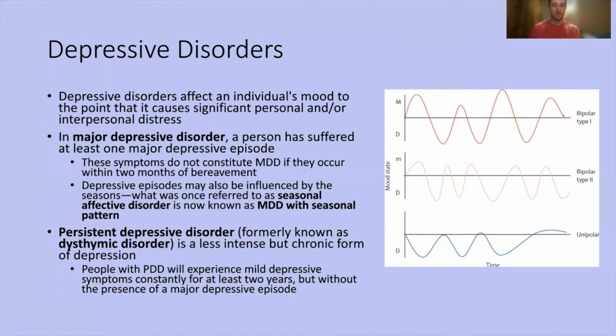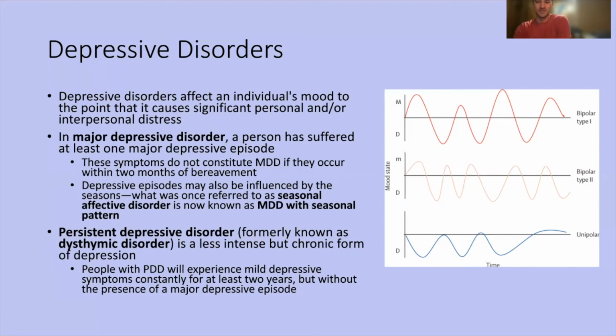Persistent depressive disorder, which is formerly known as dysthymic disorder, is a less intense but chronic form of depression. People with PDD will experience mild depressive symptoms constantly for at least 2 years, but without the presence of a major depressive episode. We had cyclothymic disorder on the other page. Cyclothymic disorder was sort of like the lighter version of bipolar. Persistent depressive disorder is sort of like the lighter version of major depressive disorder, where it's just this less intense depression, but it goes on for a very long time.